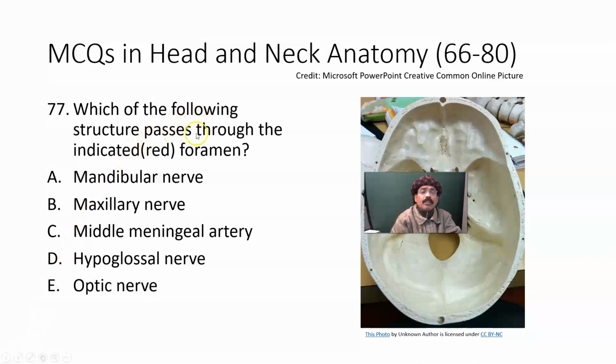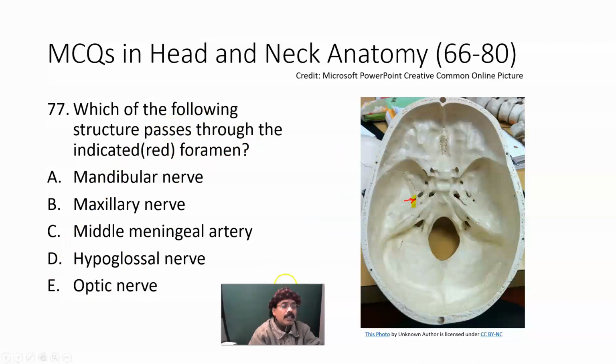Which of the following structures passes through the indicated foramen? Indicated means the small one here, not this, not that. This is the foramen, and this is another foramen. The foramen spinosum carries what? Mandibular nerve, maxillary nerve, middle meningeal artery, hypoglossal nerve, optic nerve. The answer should be the middle meningeal artery, which passes through the foramen spinosum. It enters the cranial cavity through this foramen.